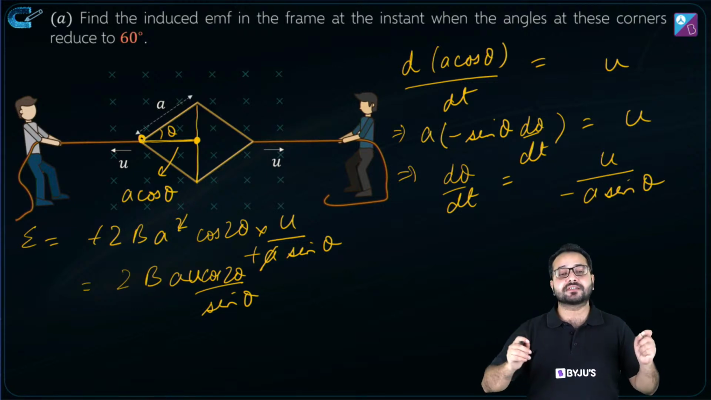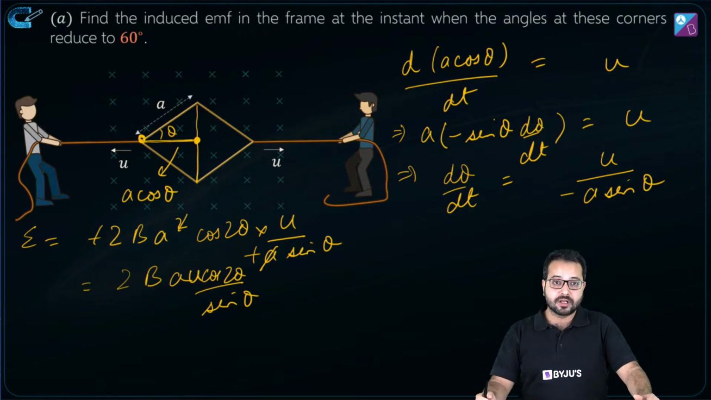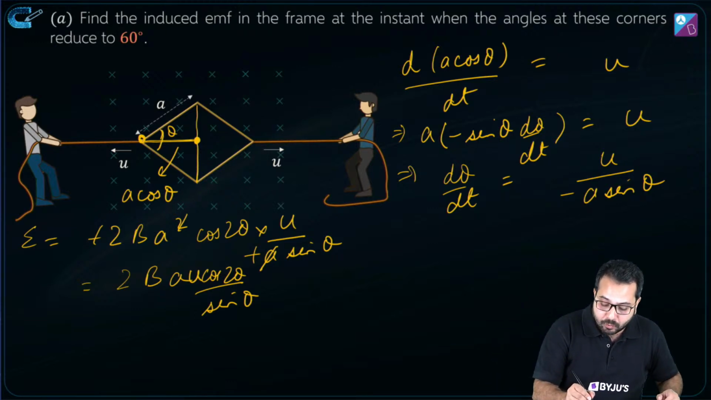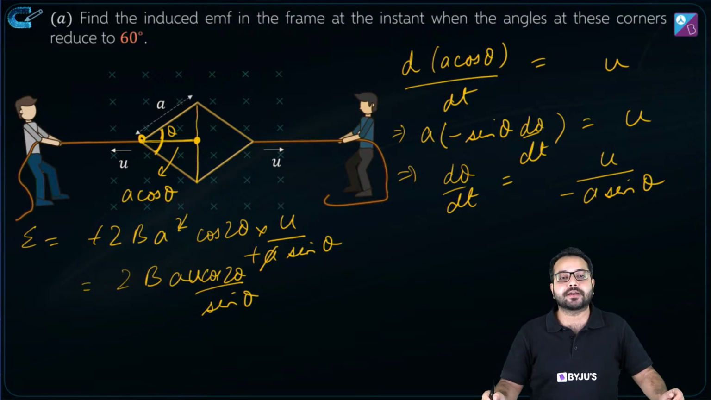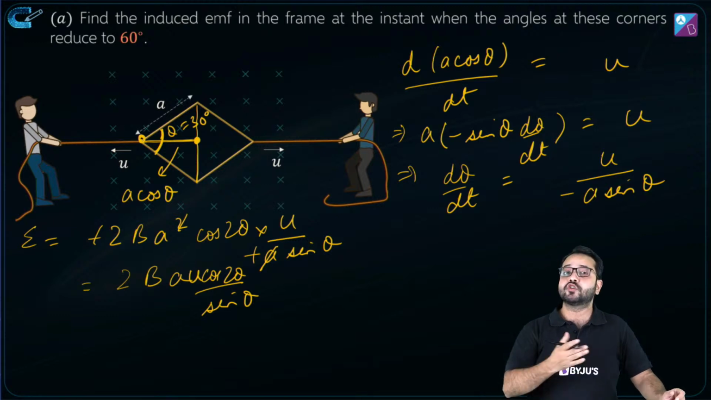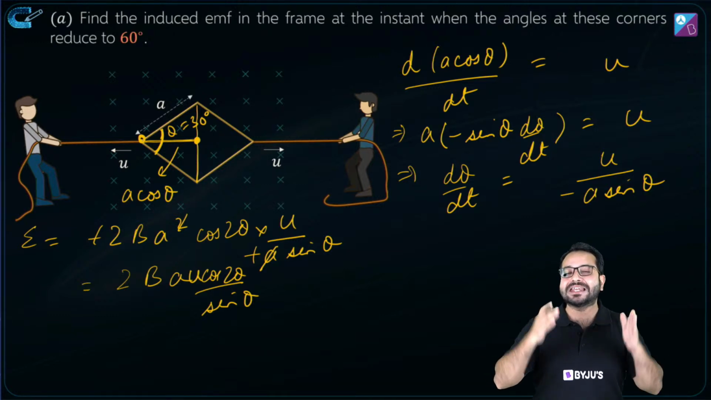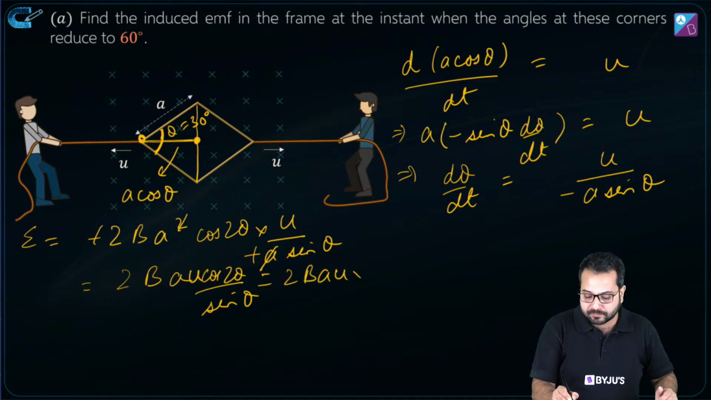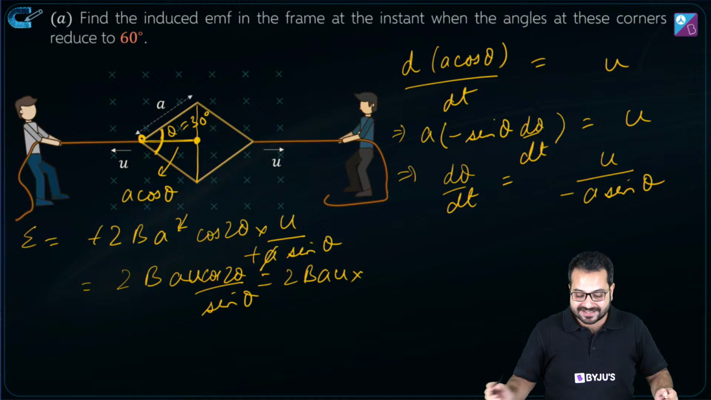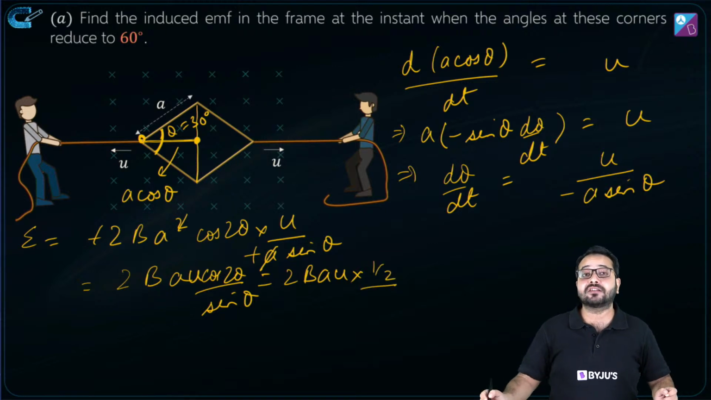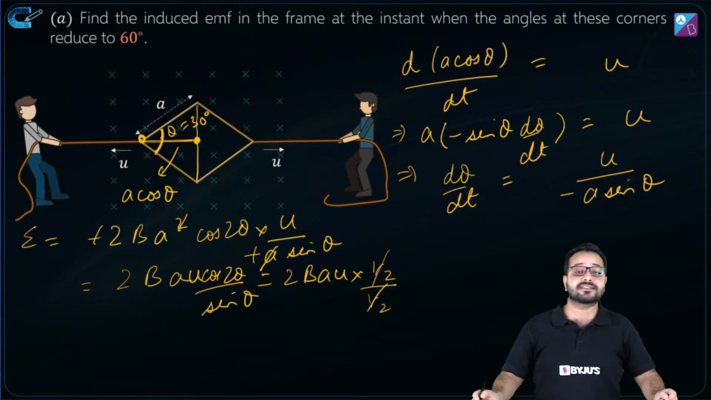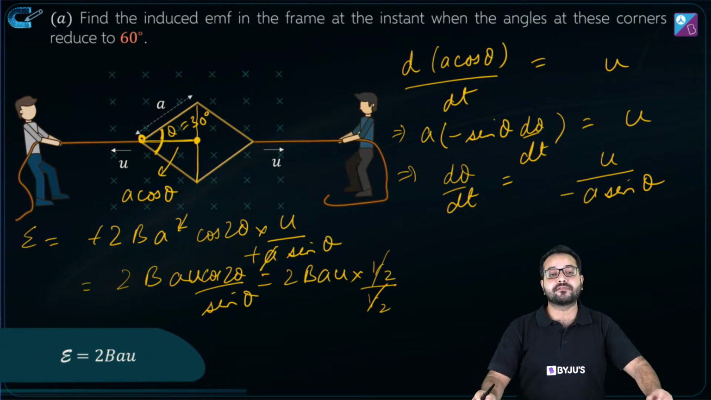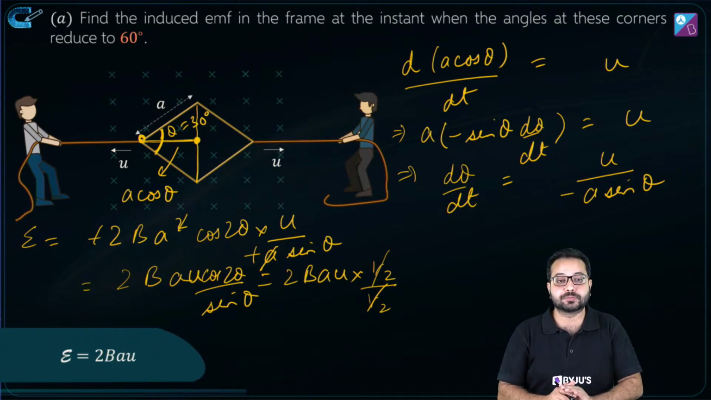Now this is the EMF as a function of theta, but at what instant? At what instant is the EMF required? The EMF is required when this whole angle becomes 60 degrees, correct? So this angle is going to become 30 degrees. So theta is 30 degrees. So we can substitute 30 degrees to find the EMF at this instant. Is that right? So let's do that. This becomes 2BAU, and then cos 2 theta, meaning cos 60 degrees, is going to be half, and sine 30 degrees is going to be half. This is going to get cancelled, and my final answer is EMF is equal to 2BAU.